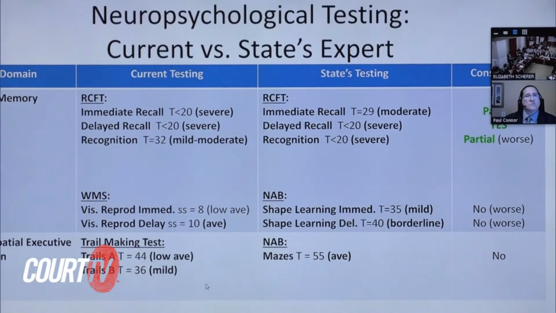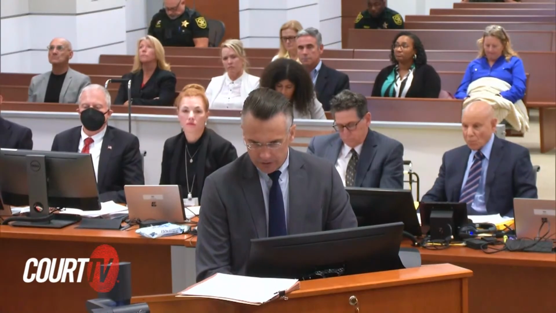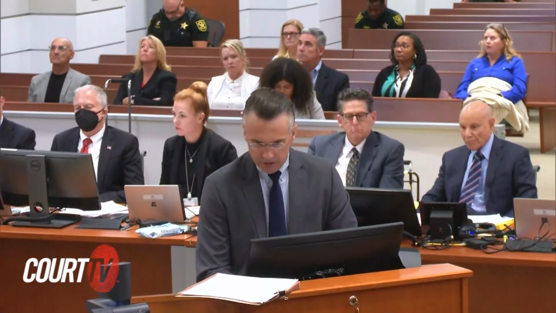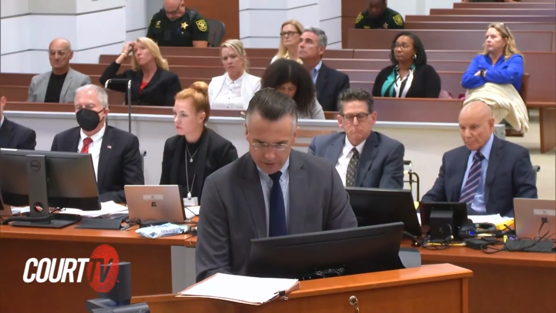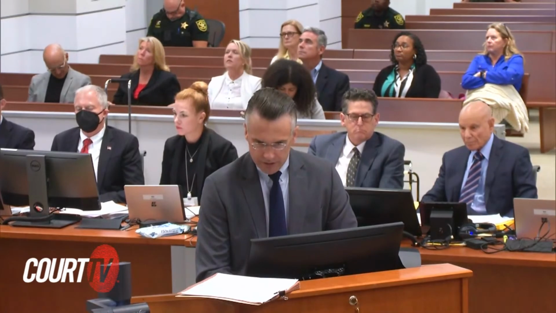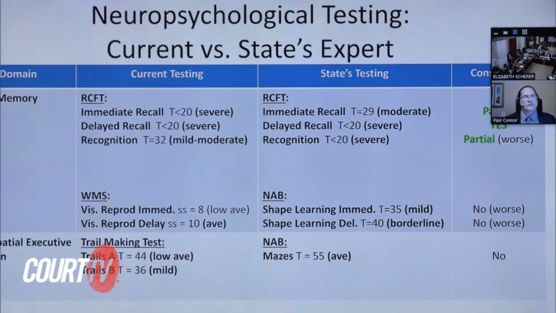So overall, there was very good agreement, with a few areas that were slightly different. And the state's expert and our current assessment both were indicating that Mr. Cruz was putting out very good effort. And just so that we're clear, in the upper right-hand corner of this chart, it's kind of being blocked by the image of you, but I think the title of that column is consistent, correct? Yes. And then the first word is partial, and the second word is yes, indicating the degree to which it was consistent? Yes. Okay.